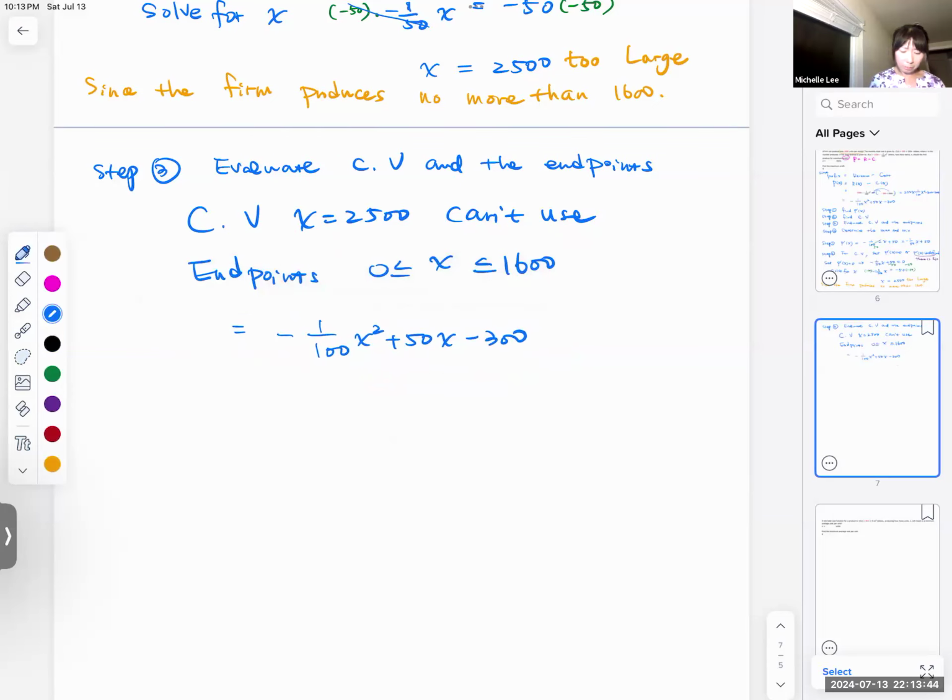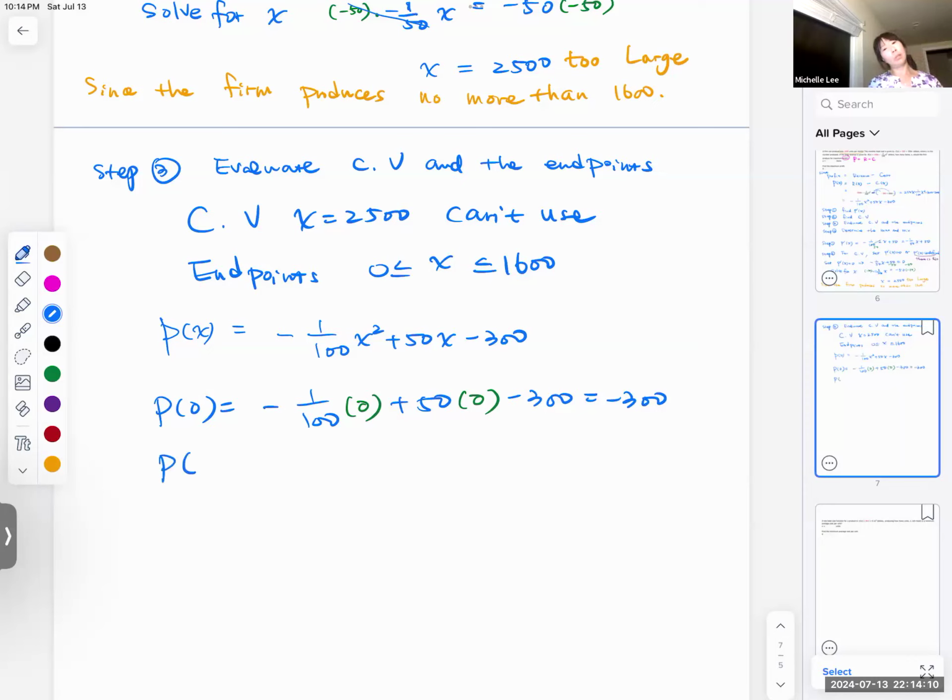So we have a profit function. P of 0 is negative 1 over 100 times 0, plus 50 times 0, minus 300, which is negative 300, right? Then P of 1600.